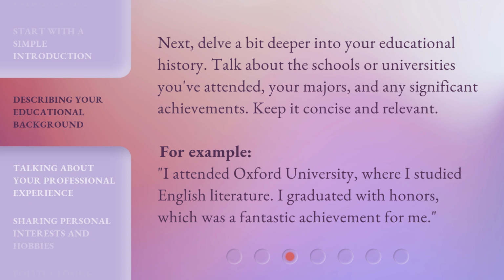Next, delve a bit deeper into your educational history. Talk about the schools or universities you've attended, your majors, and any significant achievements. Keep it concise and relevant. For example, I attended Oxford University, where I studied English literature. I graduated with honors, which was a fantastic achievement for me.